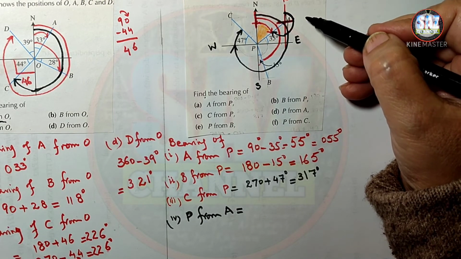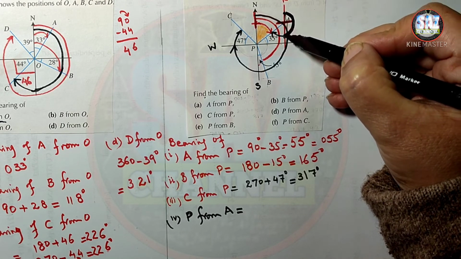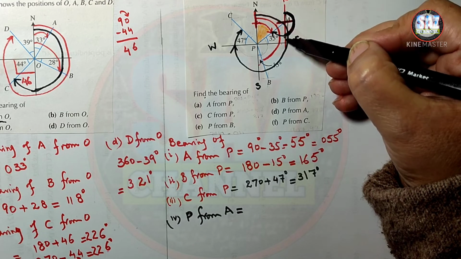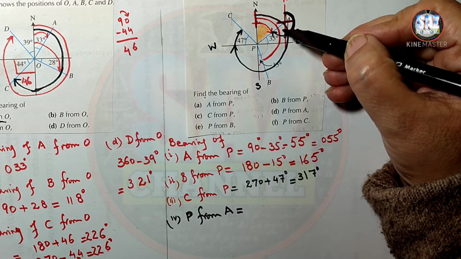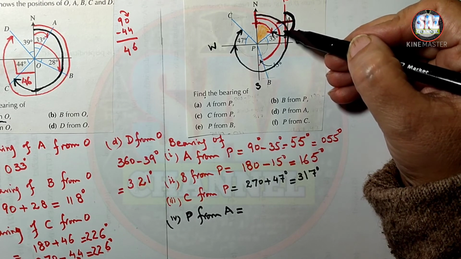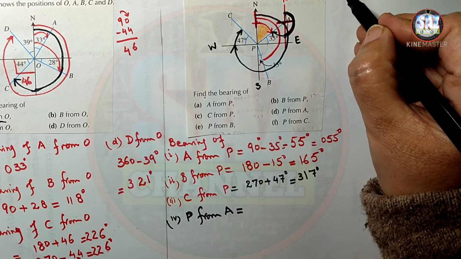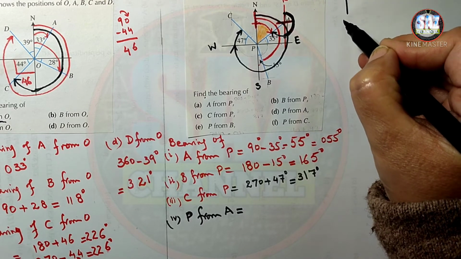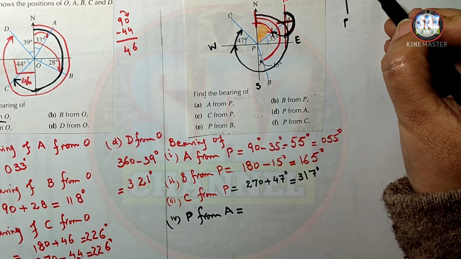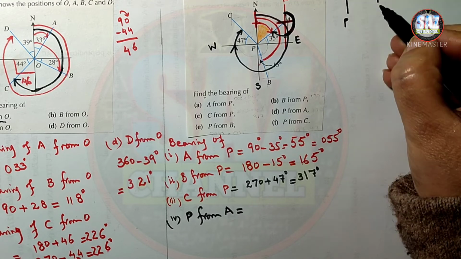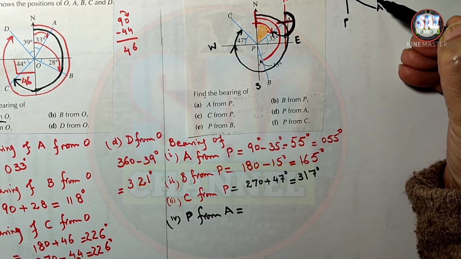Bearing of P from A. Now look carefully, this is a semicircle. It has the definite turn. It is 180 degrees, but we do not know about this angle. Now look, north at P, this is PN, and north at A, they are parallel to each other, and this is the transversal line.